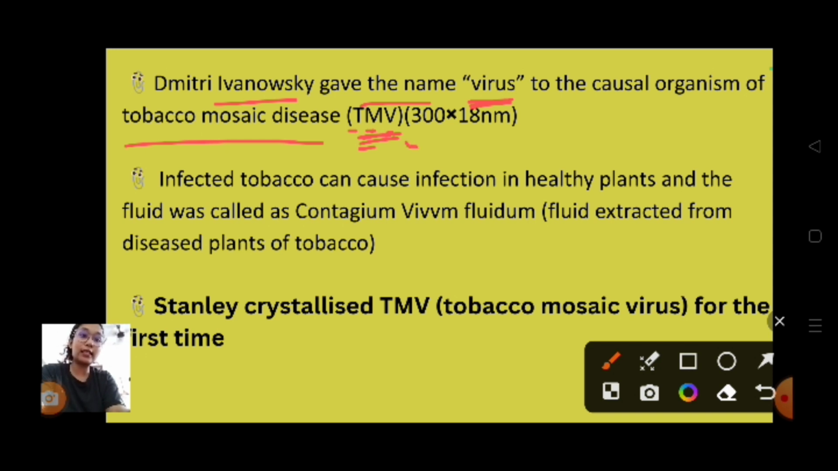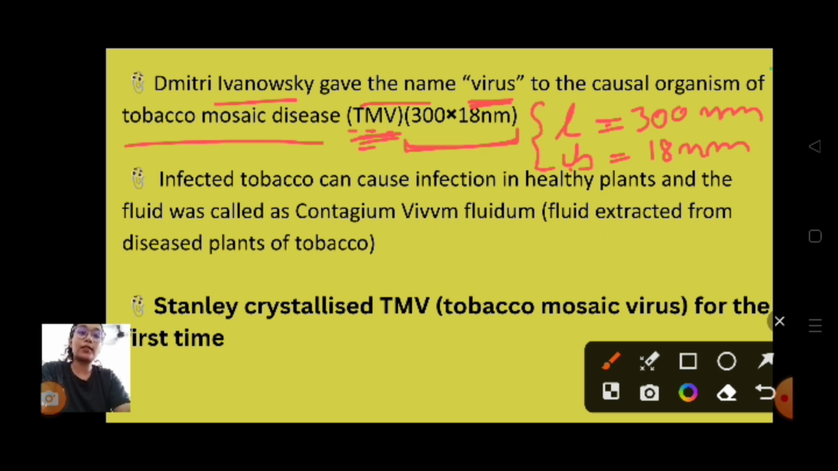And this value is the size of the tobacco mosaic virus. The length is 300 nanometers, and its diameter, that is breadth, is 18 nanometers. Understanding? This is the size of the tobacco mosaic virus, which causes tobacco mosaic disease in tobacco plants. Getting my point?